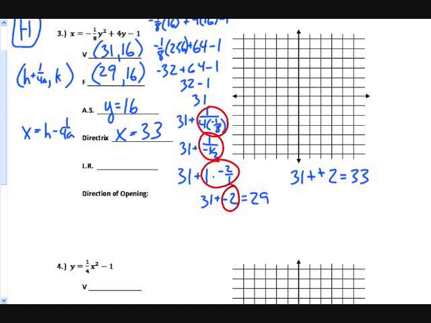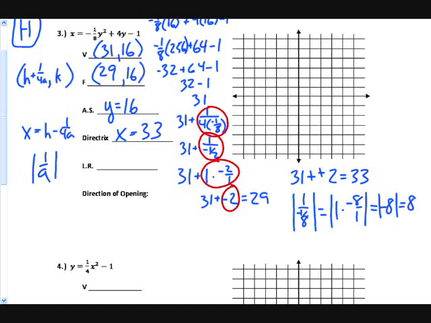And then the length of the LR, that's the absolute value. Sorry, the absolute value of 1 over a. So I'm going to plug it in over here. So that's 1 over a negative 1/8. Dividing by a fraction is the same thing as multiplying by the reciprocal. That's an absolute value of negative 8, which is 8. And then the direction of opening, I know it's going to be left to right. Since the a value is negative, it's left again. Okay, it's left this time.